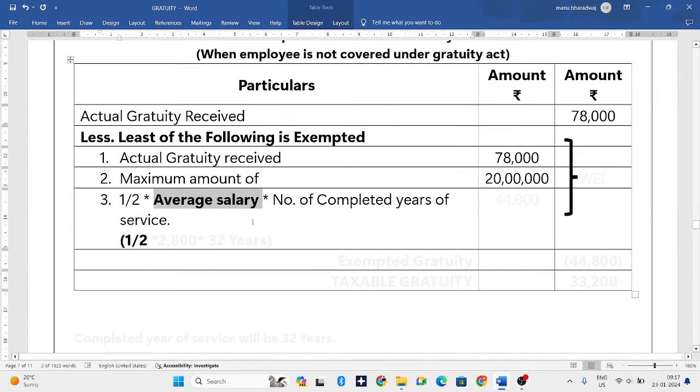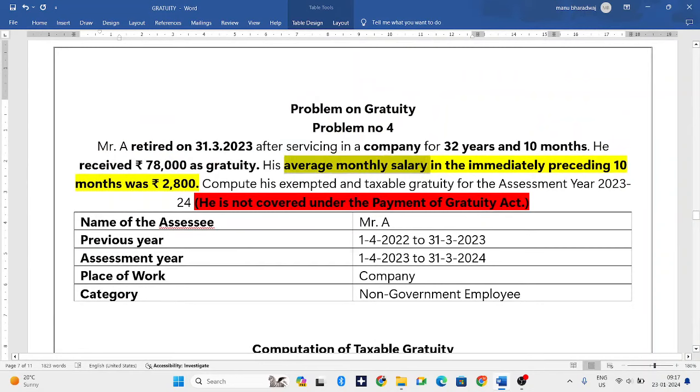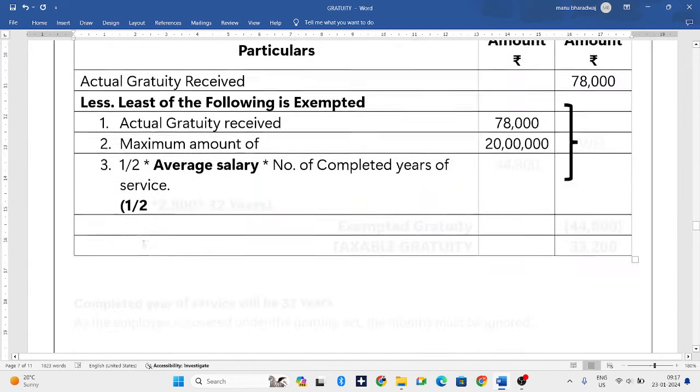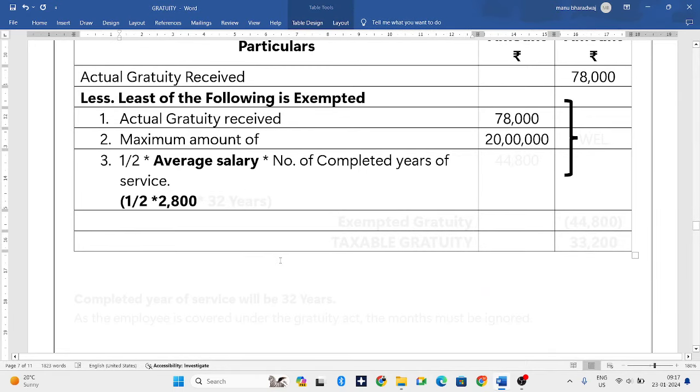In this problem, they have given the average salary in the question itself. In a few problems, the average salary will not be given and we need to calculate it on our own. But as it is the first problem, the average salary is given in the question itself. His average monthly salary in the immediately preceding 10 months was 2,800. So half into 2,800 rupees.